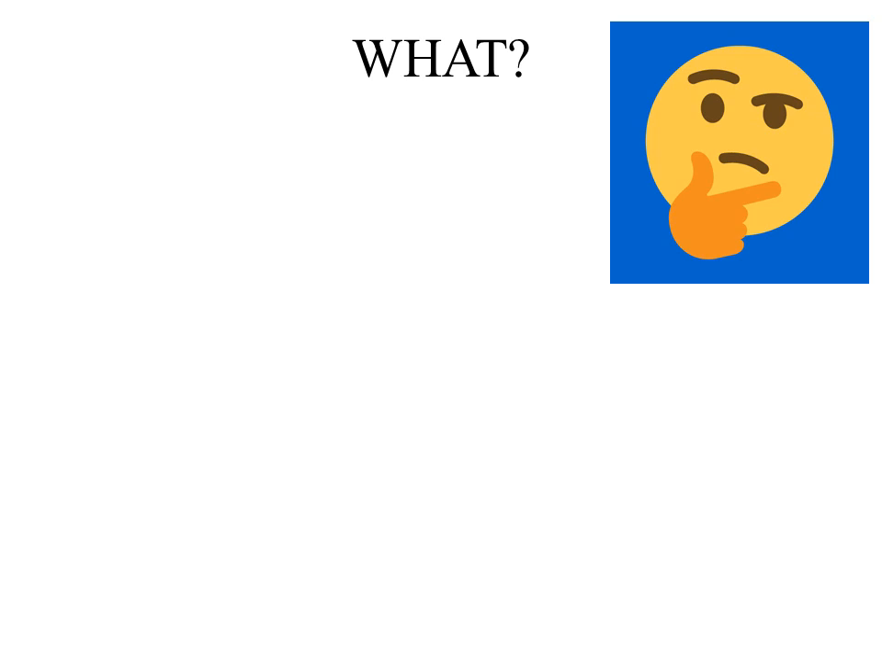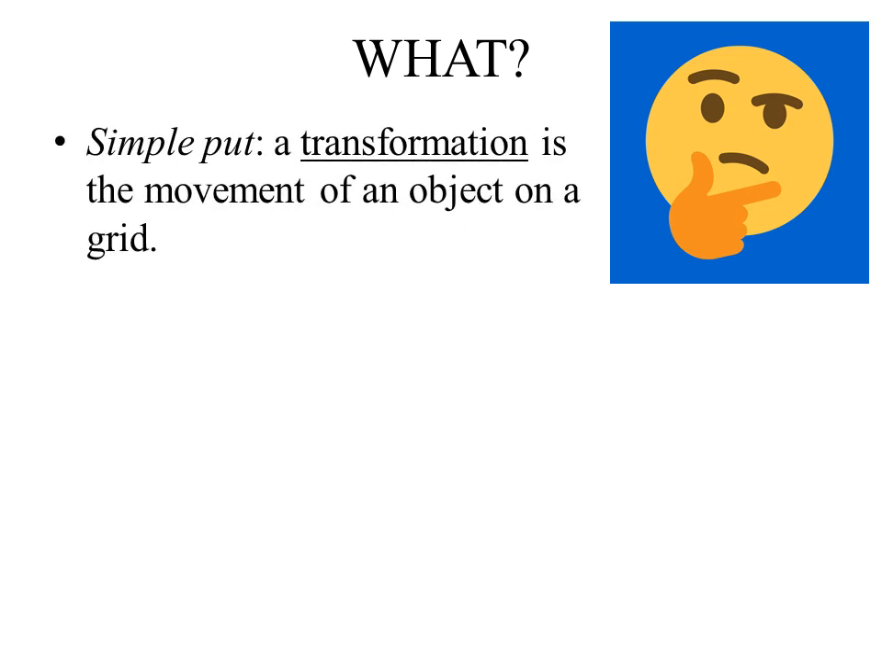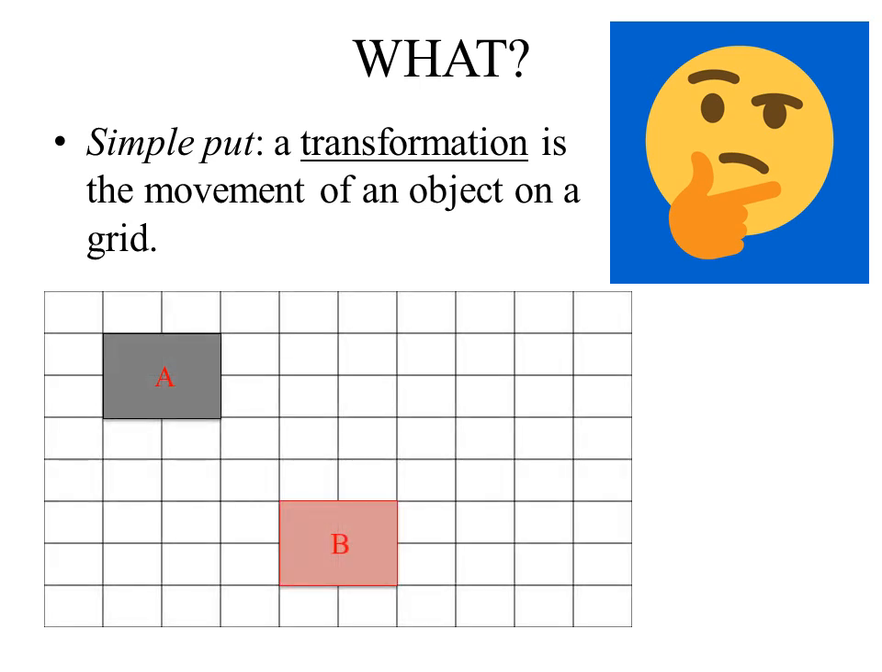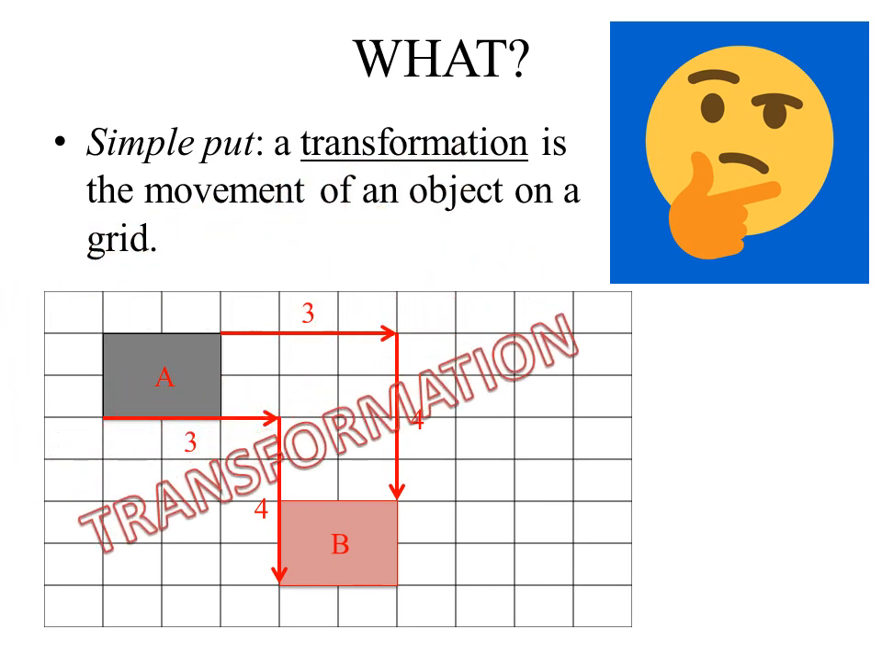Now, what does this mean exactly? Well, simply put, a transformation is the movement of an object on a grid. Okay? So here I've put a grid up and two rectangles, A and B. All right? Simply put, the movement of A to B qualifies as a transformation. Okay?